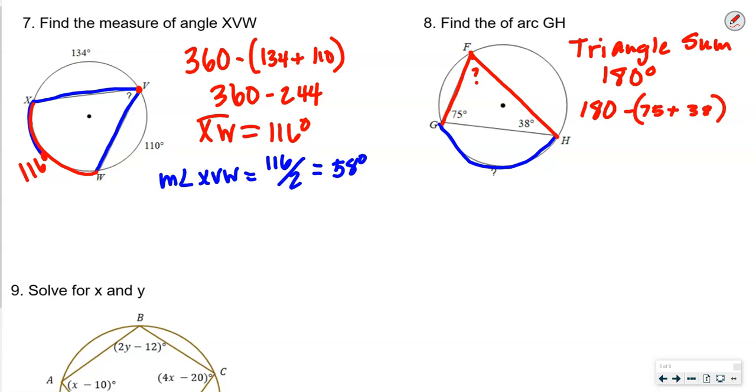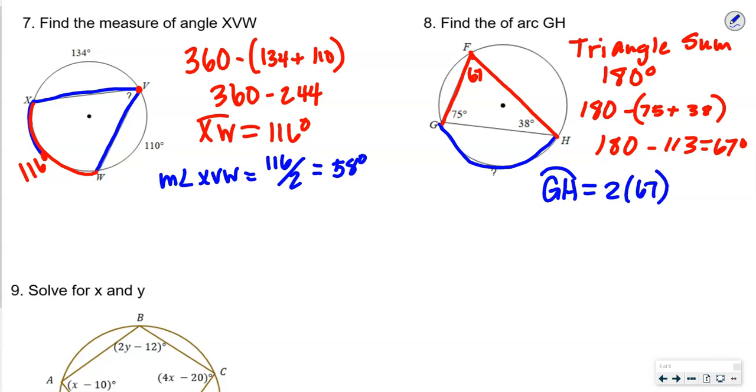Okay, so that's going to be 180 minus 113. So that means that angle is 67 degrees. So I'm going to erase that question mark up there, and I'm going to put 67 up here. So now what do we know about arc GH? So arc GH is equal to 2 times the 67, right? So that's going to be 134 degrees.